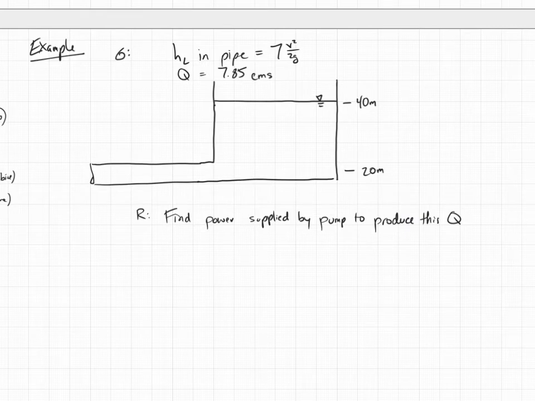I'm given that there's head loss in this pipe here, and they tell us how much it is. Now notice the head loss depends on V squared over 2g. So which V squared over 2g do we want? It seems like we're going to want the V squared inside the pipe. In some ways this should make sense, that the head loss in the pipe should depend on the velocity, because if the fluid in the pipe is not moving, it's not going to lose any energy to friction. So the faster it's moving, the more energy it will lose to friction.